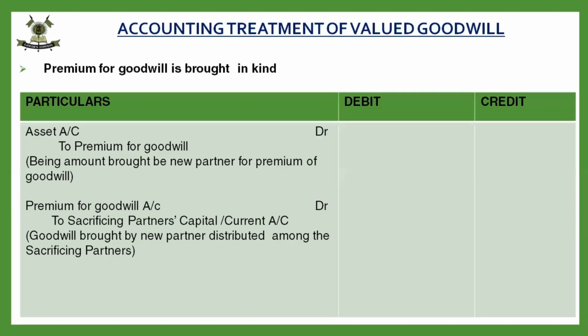So my entries, instead of cash, will be assets. It can be an asset, it can be assets also, there can be many assets. Assets account debited to premium for goodwill, and premium for goodwill will be distributed amongst the old partners in the old profit sharing ratio. But here the partners cannot withdraw anything because premium for goodwill has not been brought in cash. So these assets are going to be retained in the business. The only difference is that instead of cash, you are going to debit assets account or a single asset account.